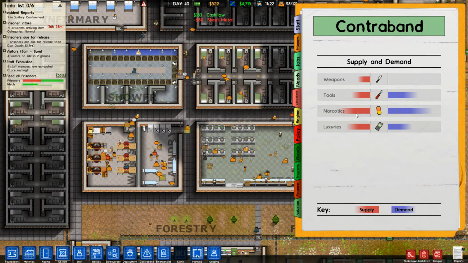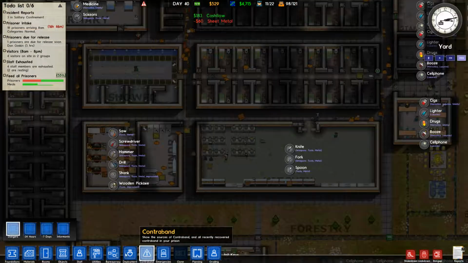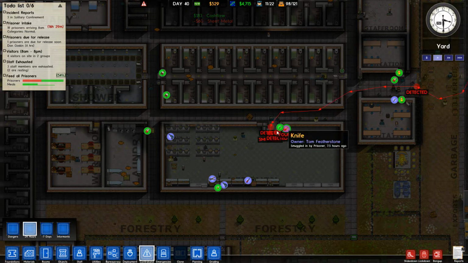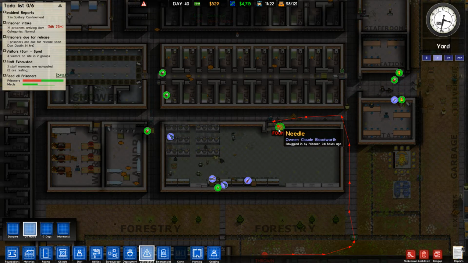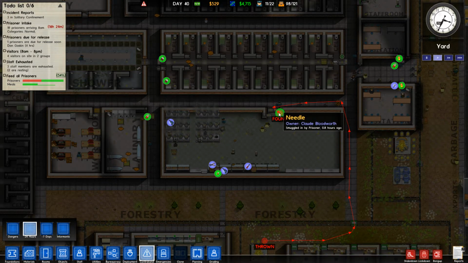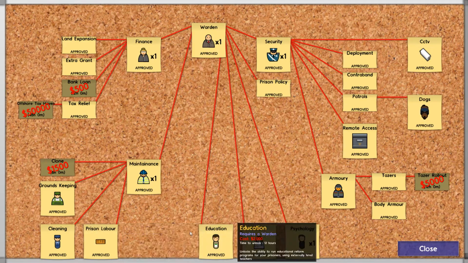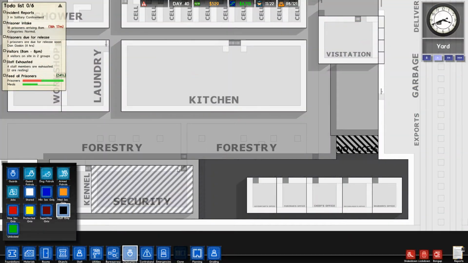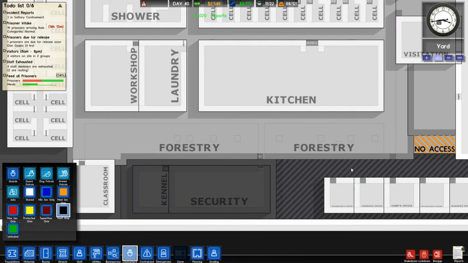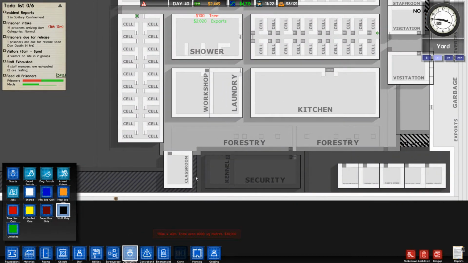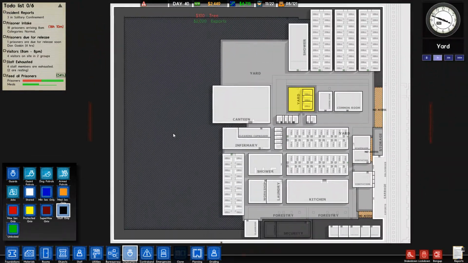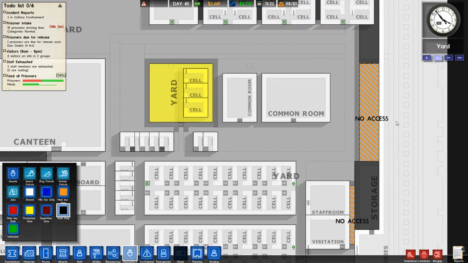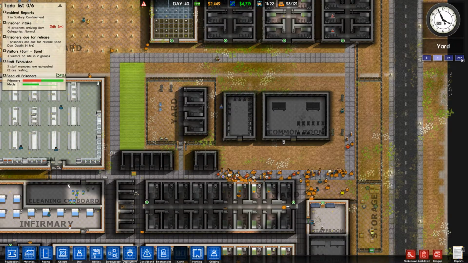Contraband, yep, narcotics is up again. They keep smuggling this stuff in. How? Through there? Through there. Okay, I'm gonna have to make sure that they cannot get into that area anymore. Deployment. Staff only. Anywhere I don't want them to come is staff only. There.